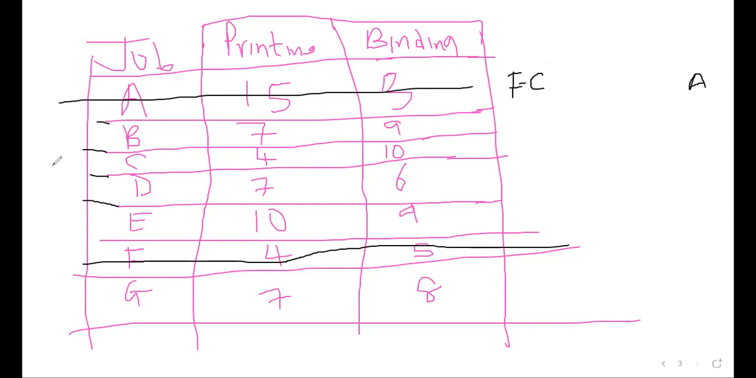So this one goes. Then the other time remaining for the remaining processing times that are remaining, it is 6. 6 is in binding, so it should be done at last. This is D, because it is in binding.